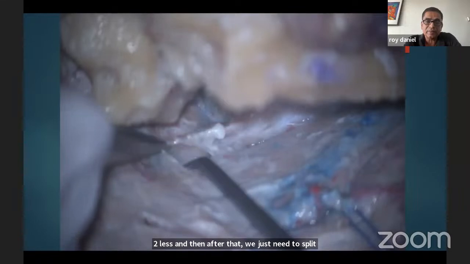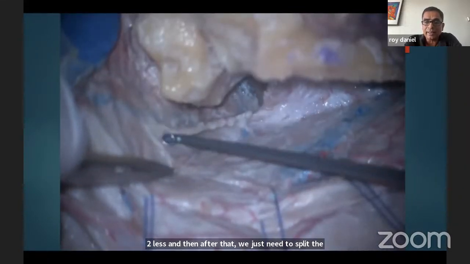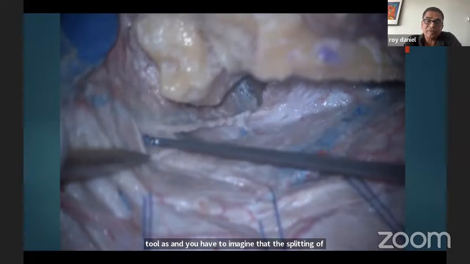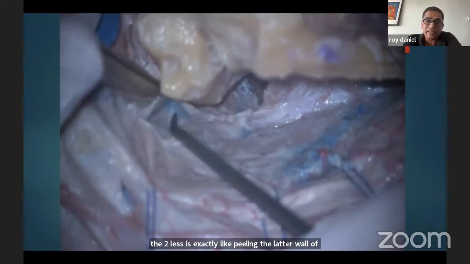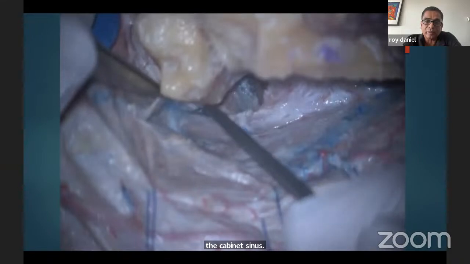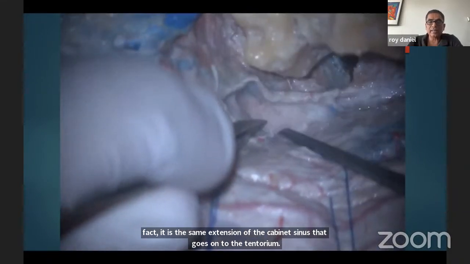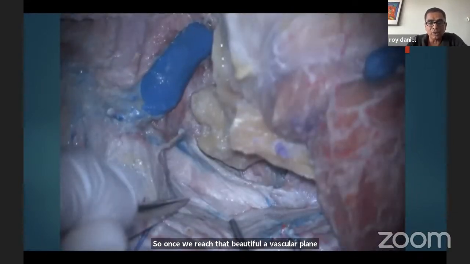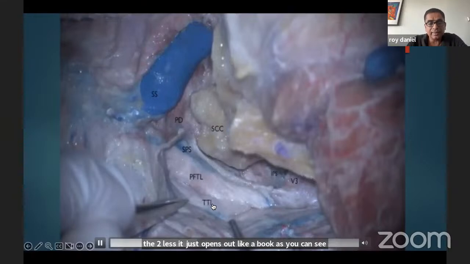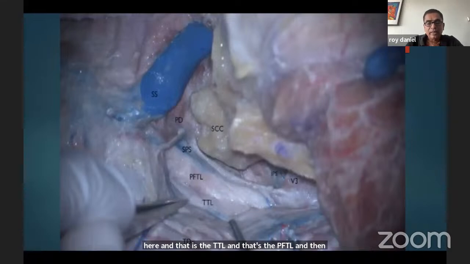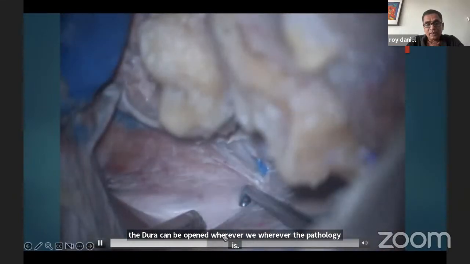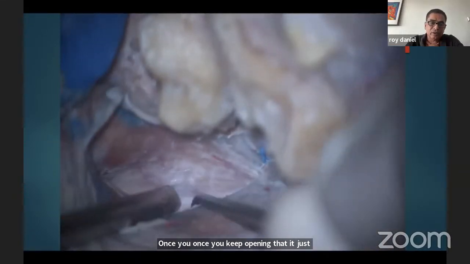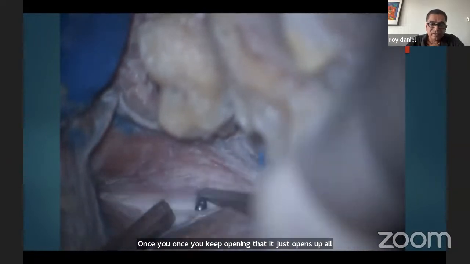And you have to imagine that the splitting of the two layers is exactly like peeling the lateral wall of the cavernous sinus. In fact, it is the same extension of the cavernous sinus that goes on to the tentorium. So once we reach that beautiful avascular plane between the two layers, it just opens out like a book, as you can see here. And that is the TTL, and that's the PFTL. And then the dura can be opened wherever the pathology is. Once you keep opening that, it just opens up all the way to the tentorial hiatus, and you can leave it there. And beyond that is the fourth nerve.